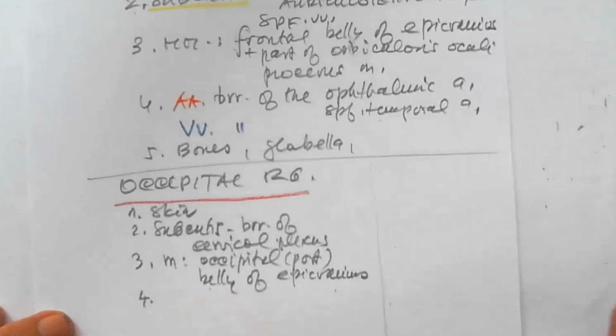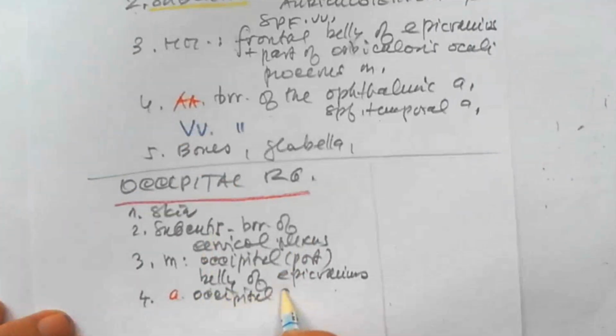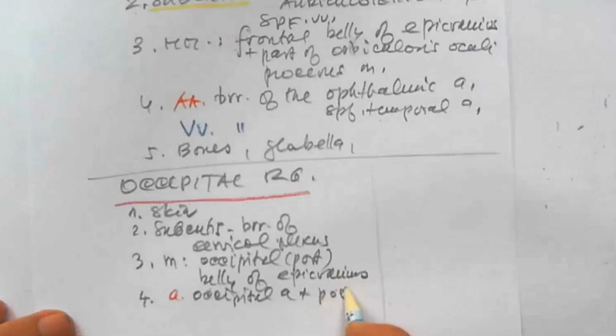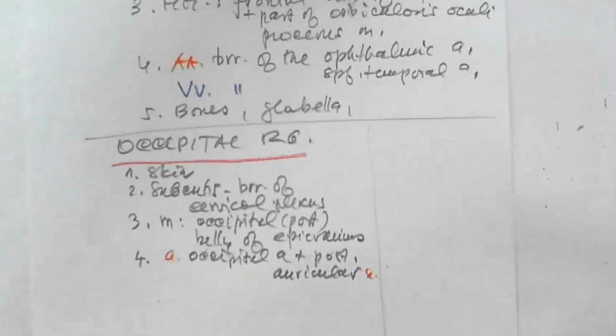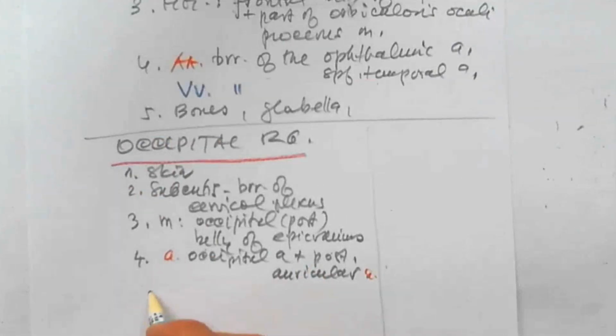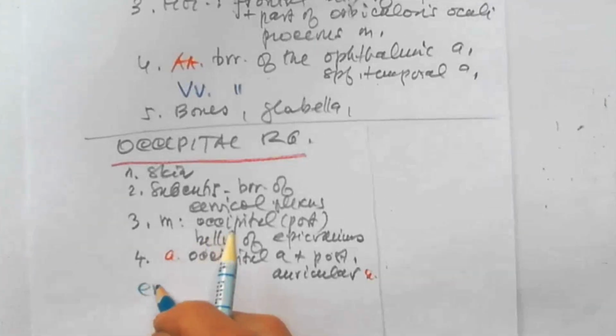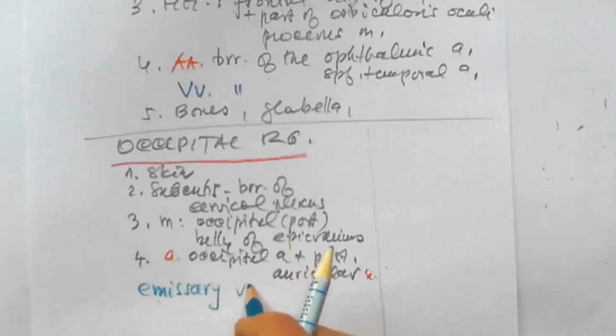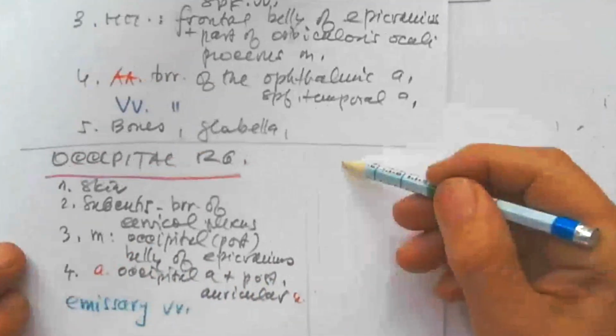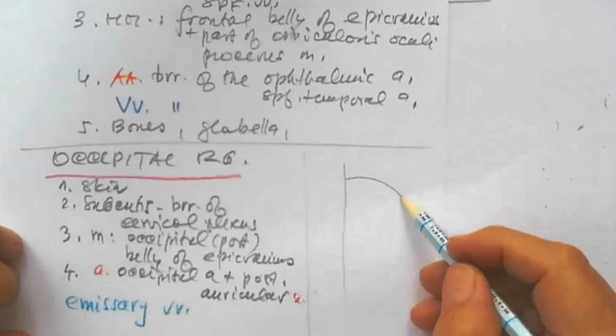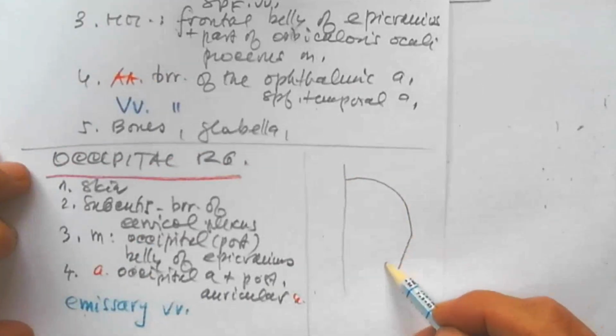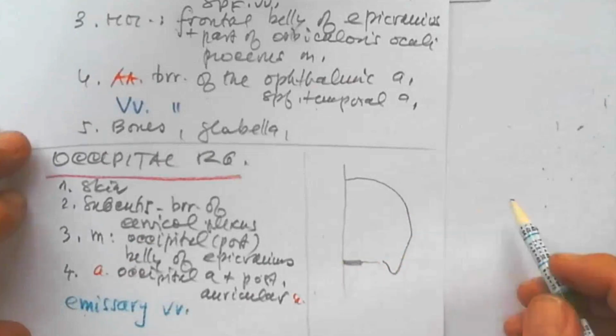Within the muscle is the occipital artery plus posterior auricular artery, definitely. And then important for us are at the same level the veins, maybe better emissary veins. And if we see part, not symmetrical part of the skull, maybe it could be like that. Here is foramen magnum.